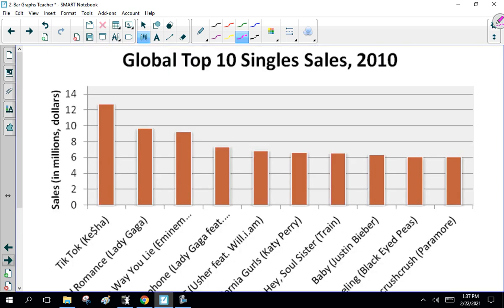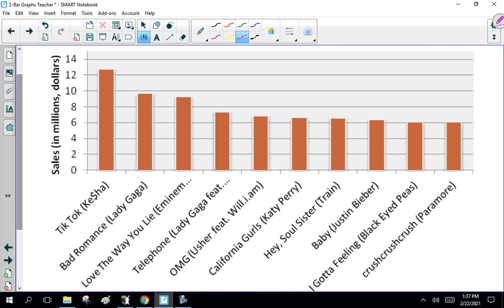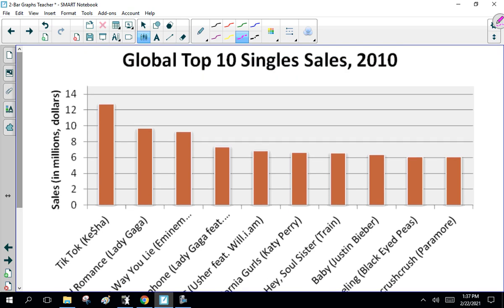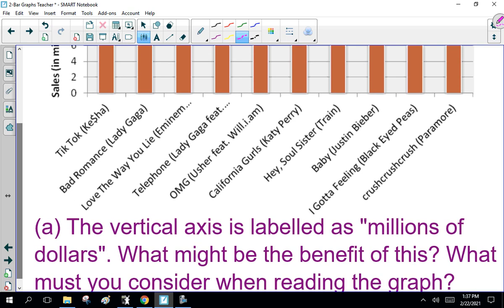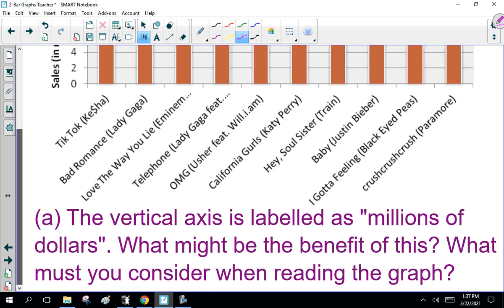Top single sales 2010. Sales in millions of dollars. TikTok, Bad Romance, Love the Way You Lie, California Girls, Lady Gaga, Eminem, Ke$ha, Katy Perry, Bieber, Black Eyed Peas, Paramore. Ancient history for you guys. Yes, I will update the graph for next year. Anyway, so millions. The vertical axis is labeled millions of dollars.